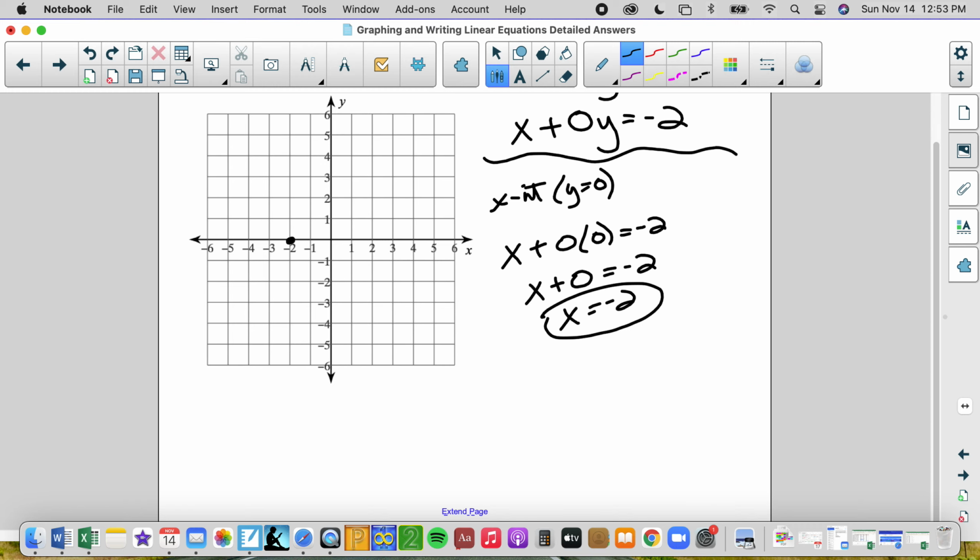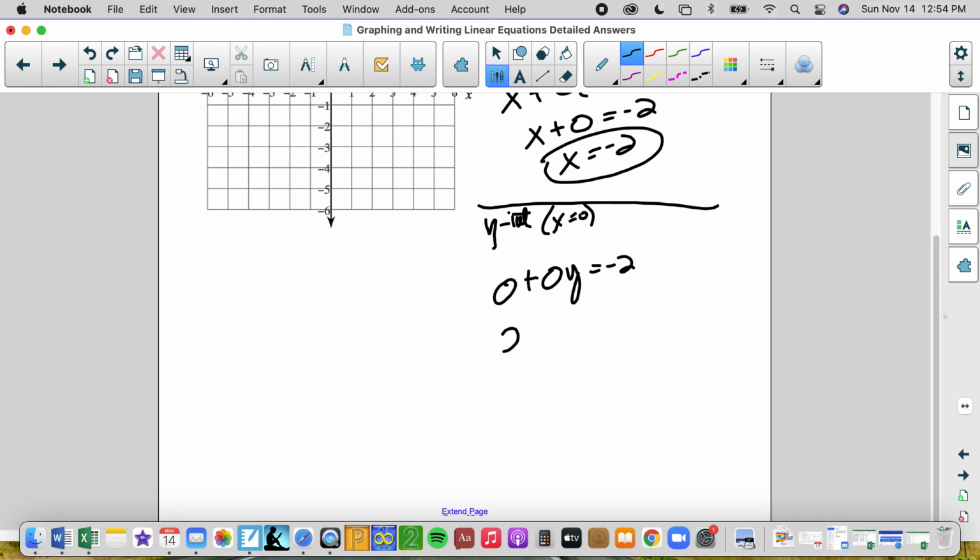Now here's the interesting part. When you find the y-intercept, you're going to plug in 0 for x. So you get 0 plus 0y equals negative 2. And you get 0 plus 0y is 0. And can 0 equal negative 2? No, that's impossible. Because 0 times y would give you 0, 0 plus 0, 0, 0 does not equal negative 2. So that is a false statement.